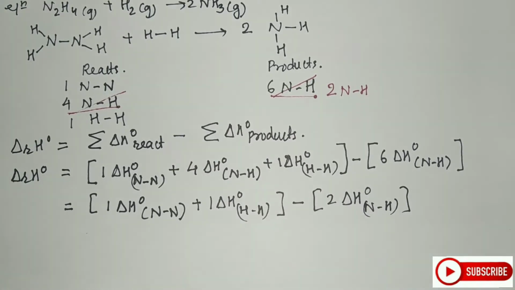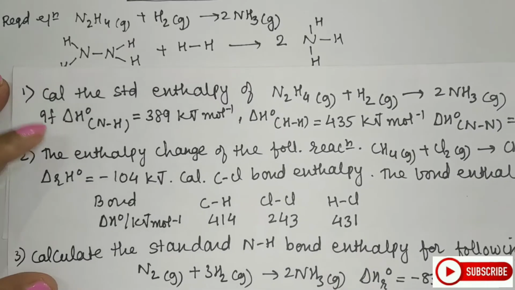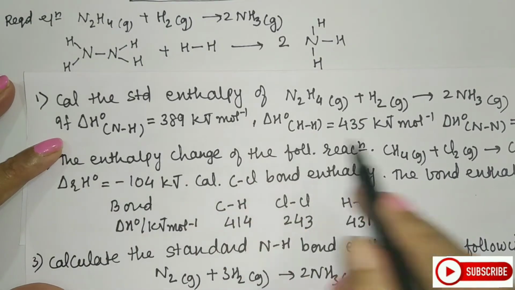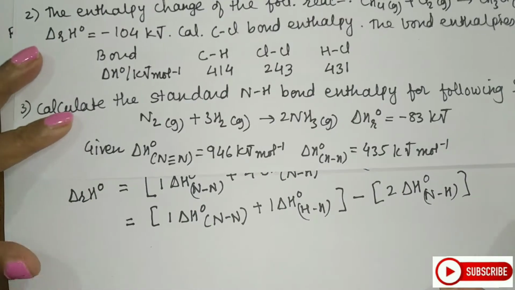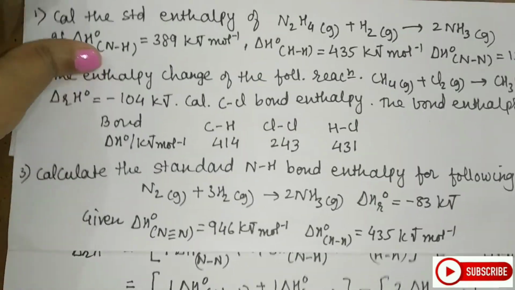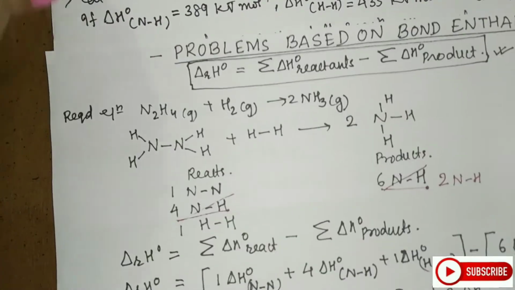Now students, you have to take help of the problem data that is given. NH, HH and NN bond enthalpies they have given. So simply substitute those in this particular formula. Now let us substitute and see what you get.